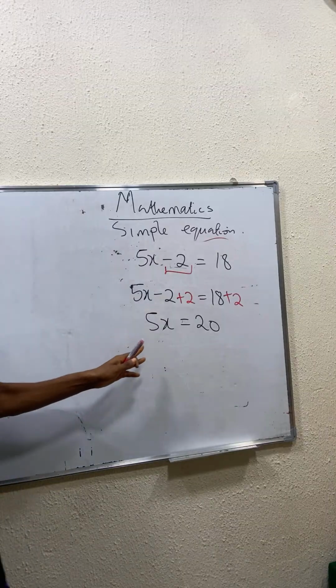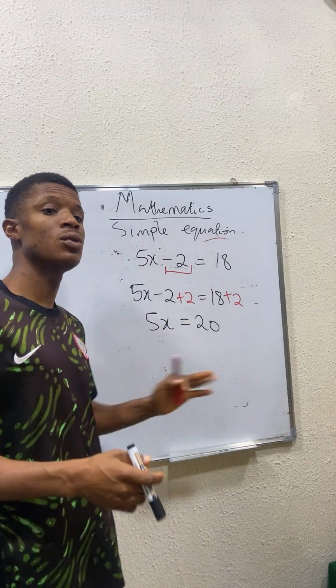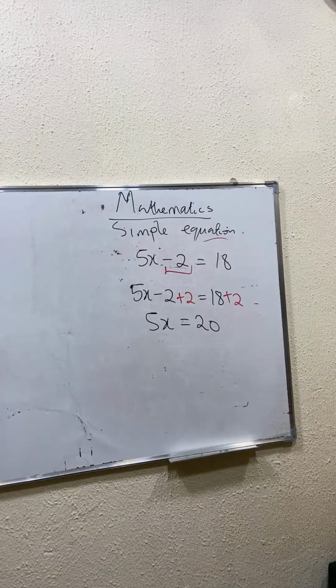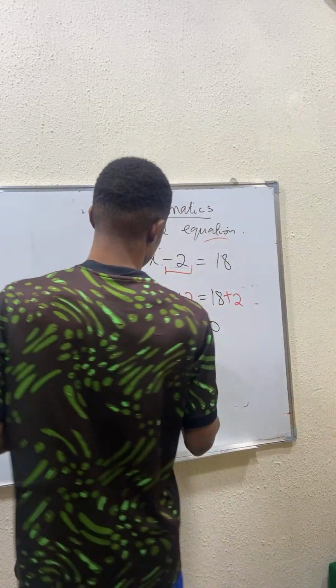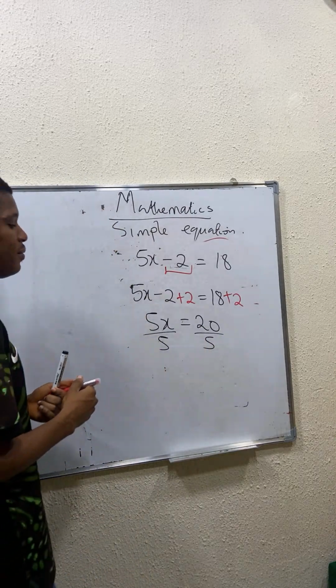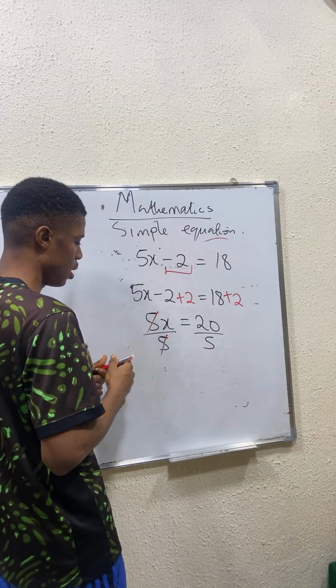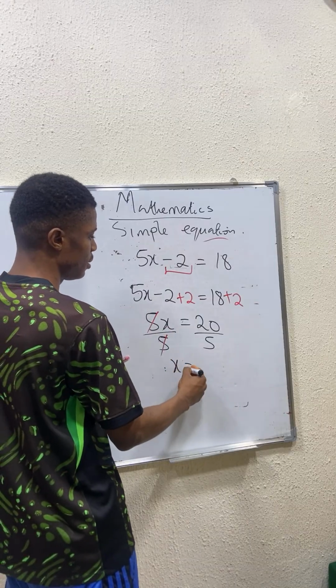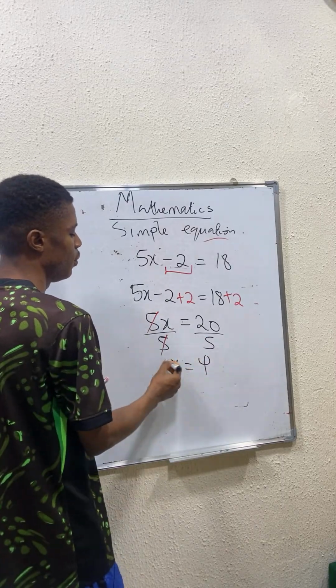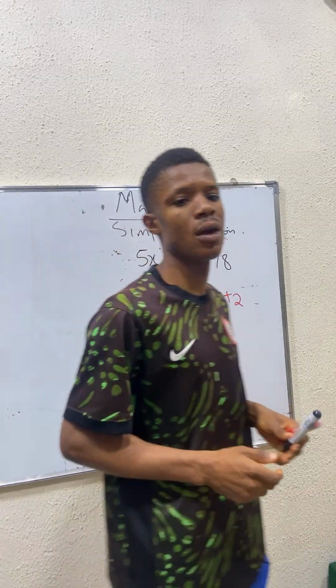So since we have 5 lots of a certain number is equal to 20, we are expected here to find the exact value of x. So how do we go about finding the exact value of x? You divide both sides by 5. When you divide both sides by 5, you see that 5 will be out. If 5 cancels out, you see that x is equal to 20 divided by 5, which is 4. And that's the value for x.